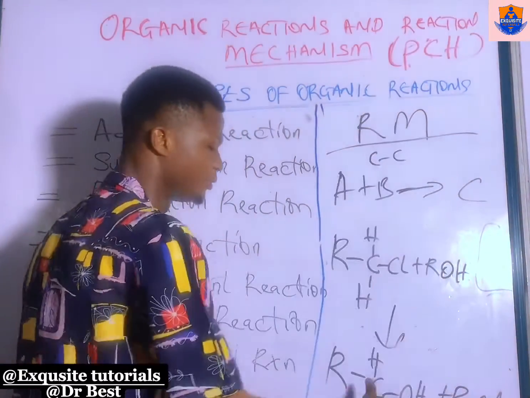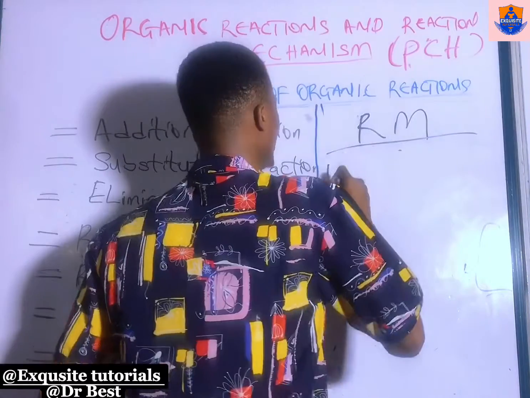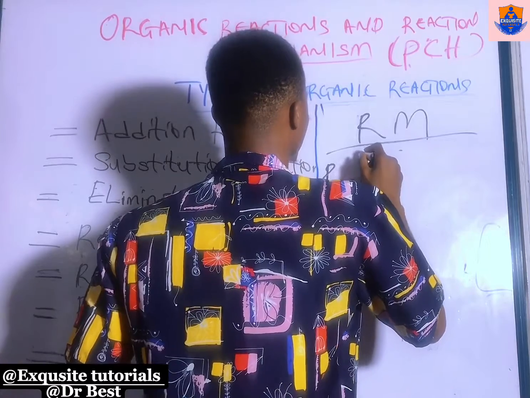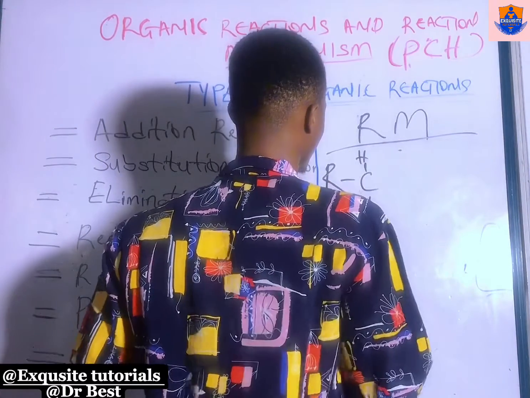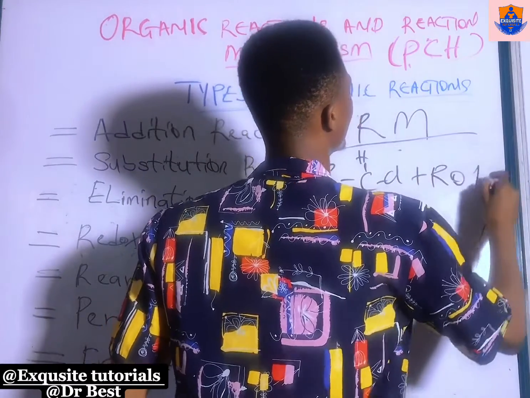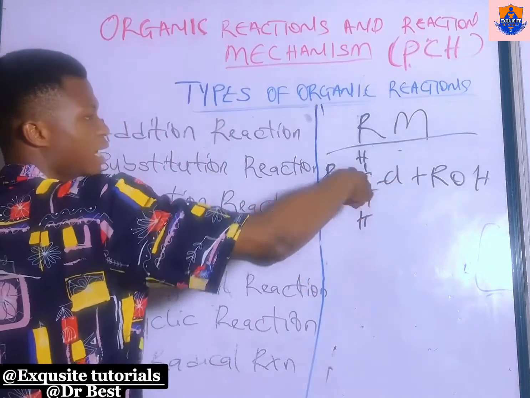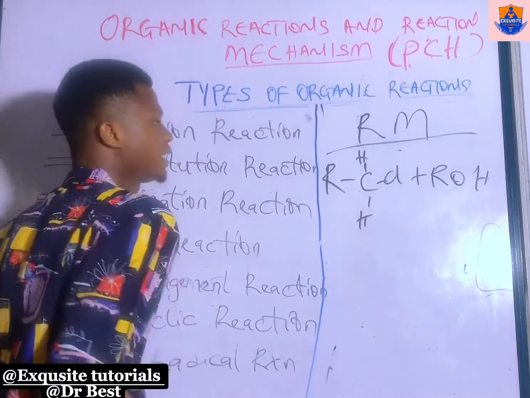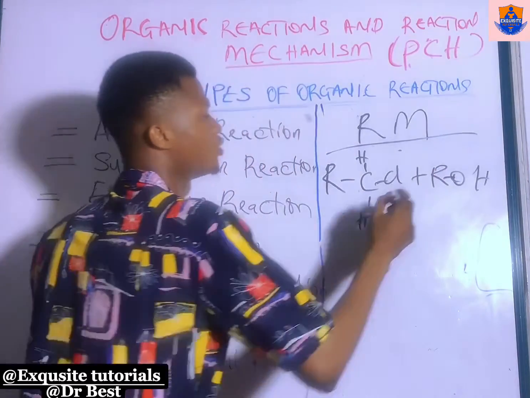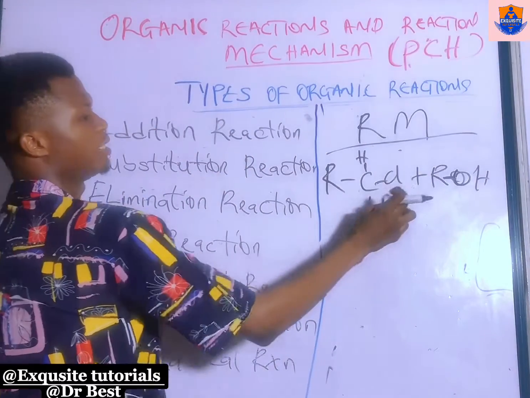Now we are going to look at the reaction mechanism of this particular reaction. Okay, now this is what happened in that reaction. Now you know that compounds are joined together by bonds, right? These things you are seeing are bonds. So there's a bond here, there's a bond here, there's a bond here, there's a bond here.